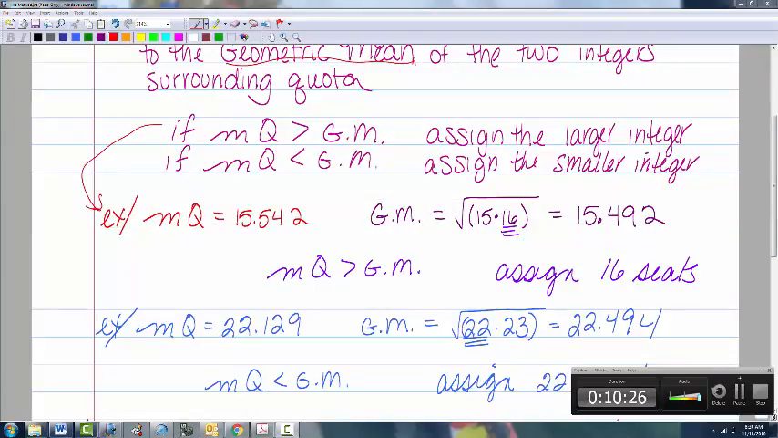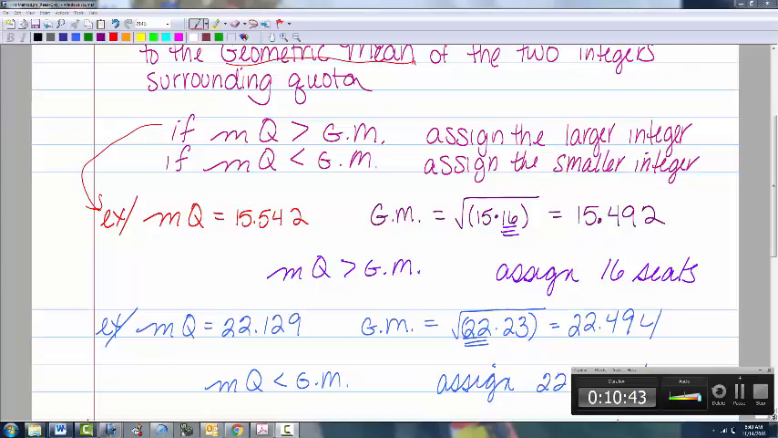So when you're actually building your chart, you need your quota as a decimal listed, and then right next to it, you want the geometric mean listed. Then you can make your comparisons as far as which one do they get.